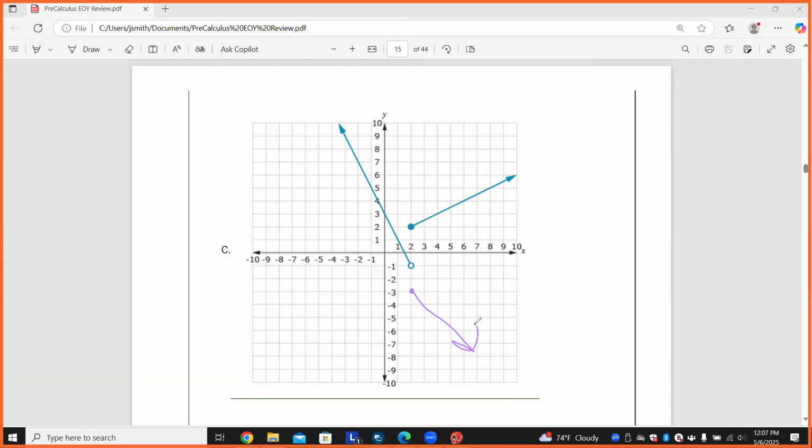Literally graphing, and you literally pick a point and jump to a different part of it.